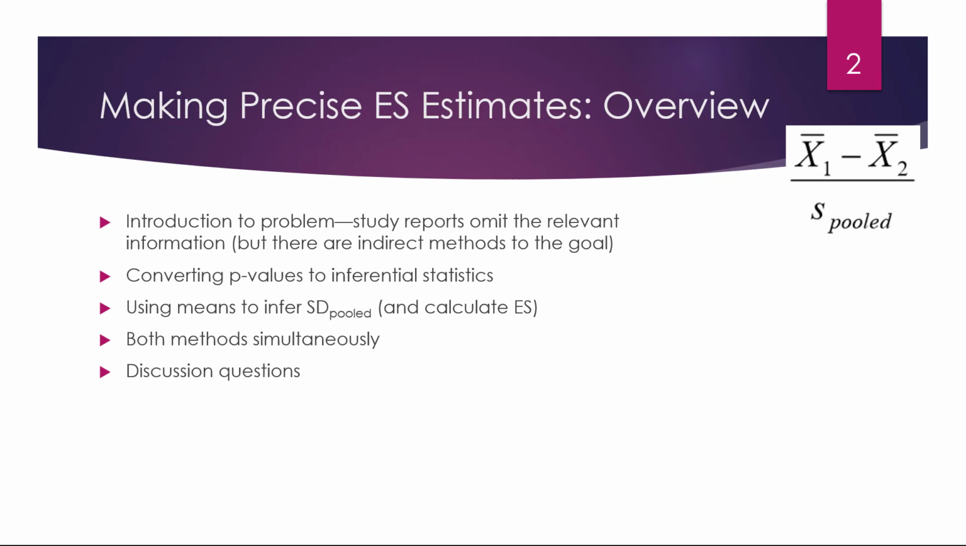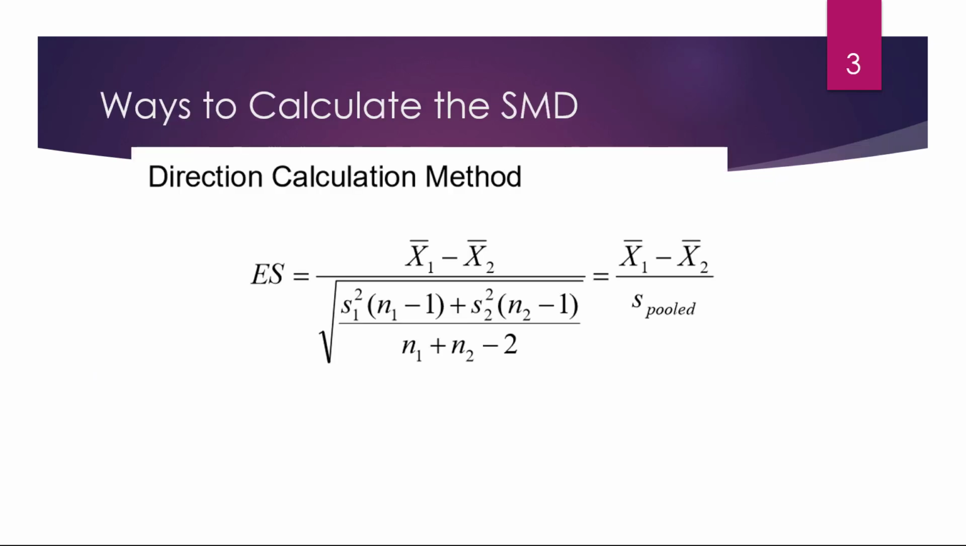I'll introduce you to the problem, which is overall that a lot of studies omit the relevant information that people need to calculate effect sizes. But the point is there are indirect methods to get to the goal. I'll tell you how to convert p-values into inferential statistics. I will show you how to use means to infer pooled standard deviations to calculate effect sizes. And in the end, I'll show how those two things can be used simultaneously. And I'll leave you with a couple of discussion questions.